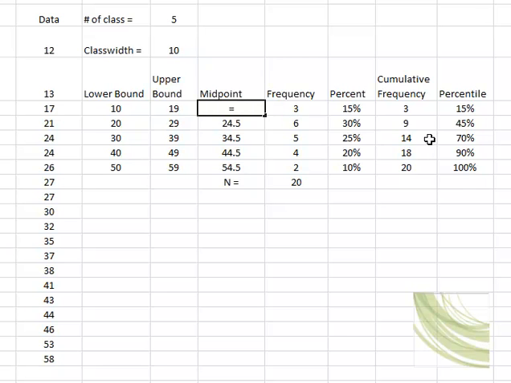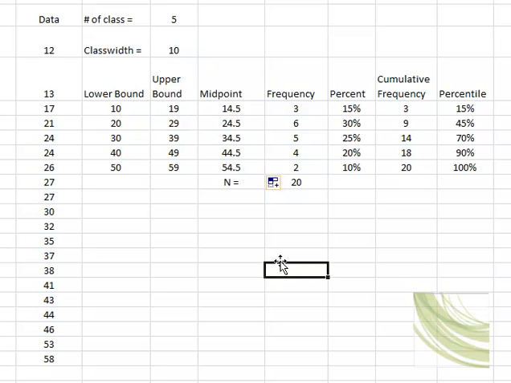So we use equal lower bound plus upper bound, then divide by 2. Now we can copy all the formula. So we finished the midpoint. So now we can count our observations. So the data from 10 to 19, we get 3 data. Between 20 and 29, we get 6 data. Then we have 5 data. Then we get 4 data, and we get 2 data.